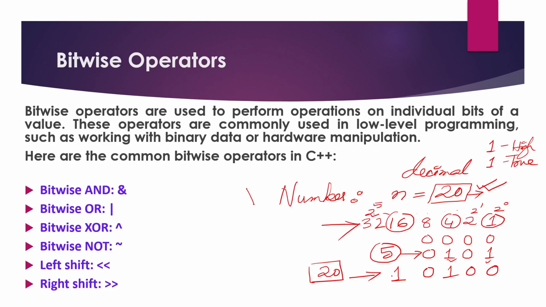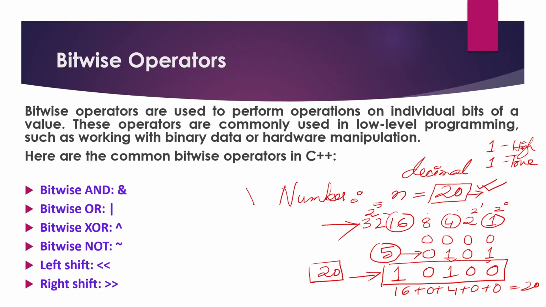So decimal number 20, this is the binary equivalent. 10100. That implies like this. This is 16 plus, this will be 0 plus this will be 4 plus 0 plus 0. That is 20. I hope you have understood this. This is how we calculate binary of a decimal number.